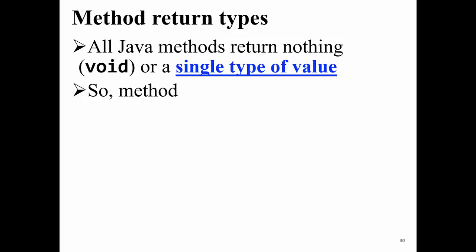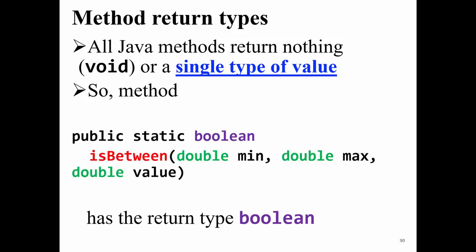Yes? Void. We can use void as a return data type. Now, this method is return boolean. I have to specify. So if you specify a method without a return data type, Java will not compile. You have to use the return data type.